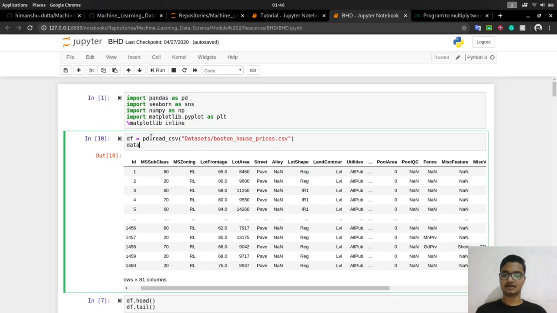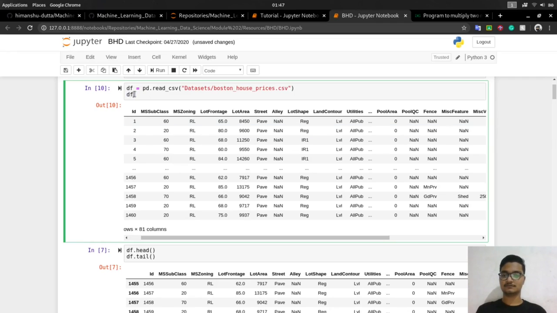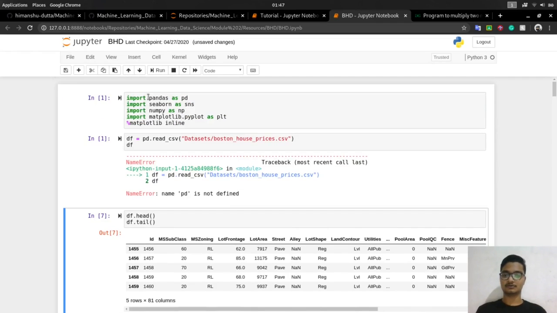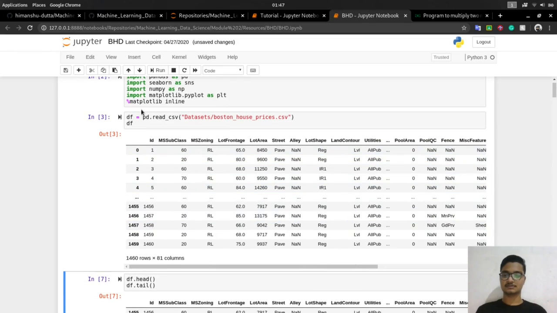So pandas has this function read_csv. CSV is comma separated values. This is the native format in which we will save and load the data. As you can see, the file is in .csv format. So this function read_csv loads the data into the data frame variable df. As you can see, the data is loaded.